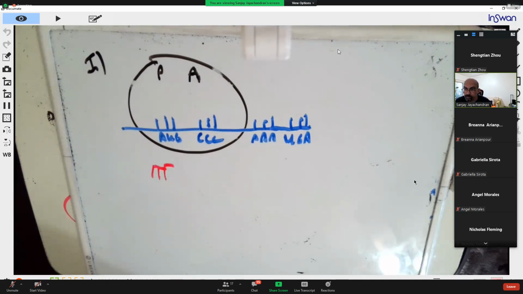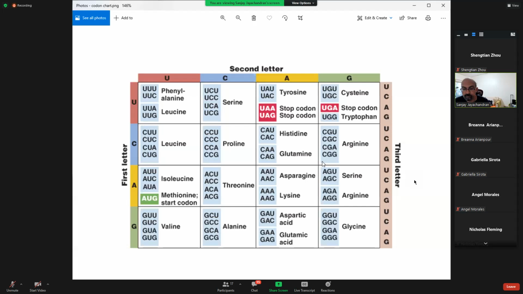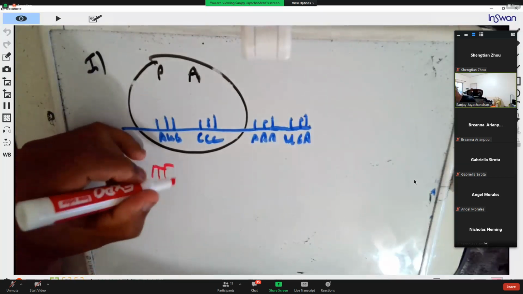So let's go to the chart, the codon chart. By the way, what do I type into Google Images if I want this chart? Codon chart. Is that clear? Yes. So what does AUG match up to? Which amino acid? Start codon. Okay, that is the start codon. What's the amino acid associated with it? Methionine. I'm going to abbreviate this MET. Let's keep it simple. So this is MET.